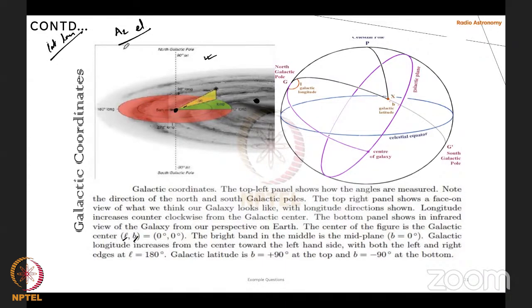Okay, azimuth and elevation. Say if you are using an antenna, elevation is the angle required, the angle by which you move the antenna in the vertical direction, and azimuth is the horizontal rotation. Okay, so if you want to point at any source at a particular RA, you should know about azimuth and elevation.